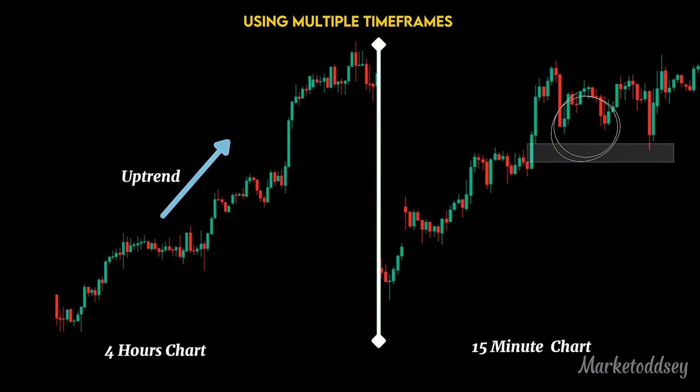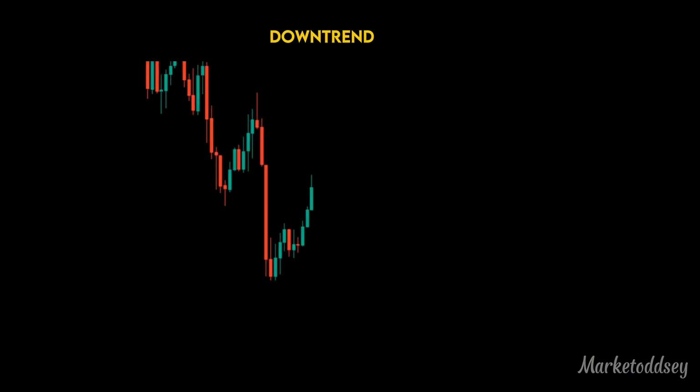Suppose you notice a potential liquidity grab on your 15-minute chart. Before making a trade, check your 4-hour chart to see if the broader trend supports that move. This way, you avoid acting on short-term market noise and align your trade with the bigger picture. With these techniques in your toolbox, let's put theory into practice by looking at some real-world examples.